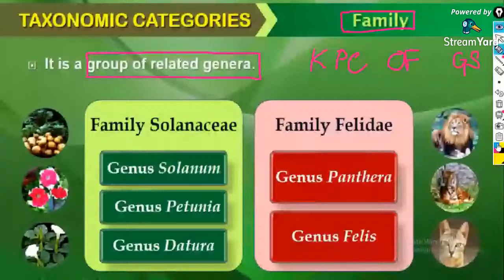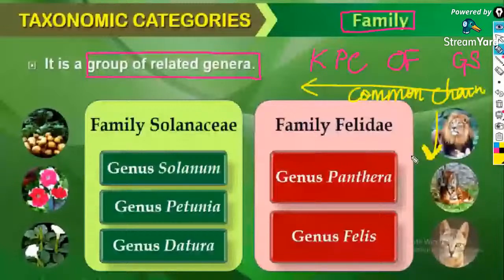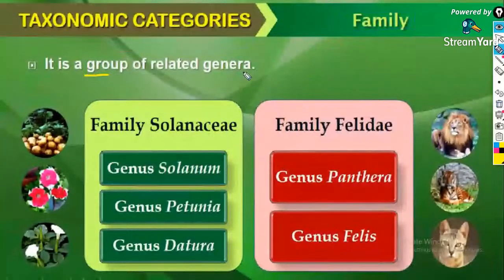The common characters, that is the important point over here, go on decreasing. I hope it is clear. A group of related genera constitutes the family. That is family Solanaceae. Family Solanaceae, family Felidae, I told you, right? Hominidae.